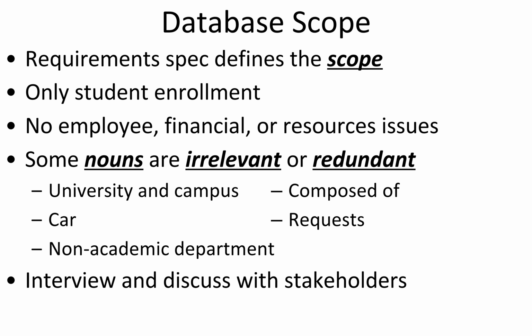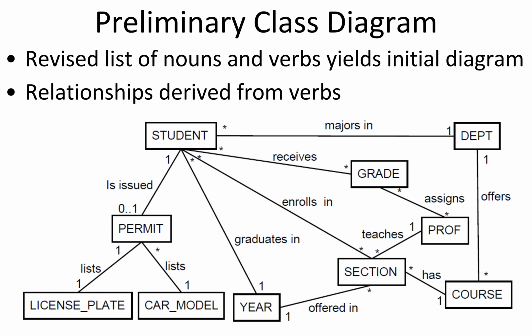Scope. We need to understand what scope is for a university. What scope do we want to know about the car? Some things are completely irrelevant. The non-academic department, we don't need to capture that. It's composed of, it requests; I'm sorry, all those are irrelevant.